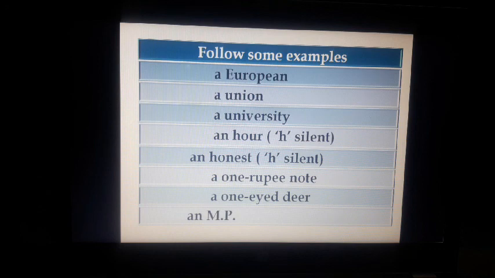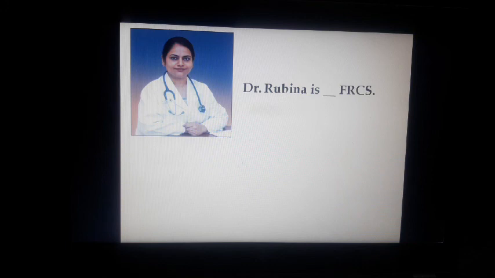And look at the last one, an MP. He is an MP. Why do we have to use an? Because the letter M is pronounced with the vowel sound em. That's why we have to use an. Let's practice some others in sentences.